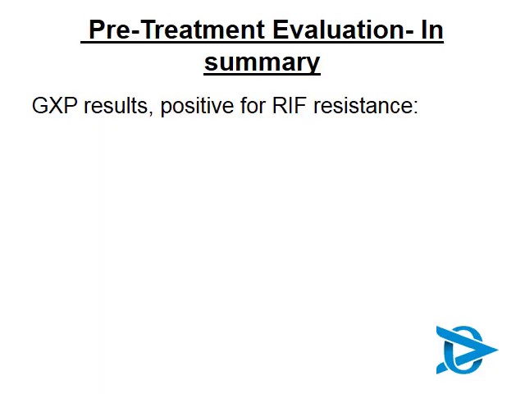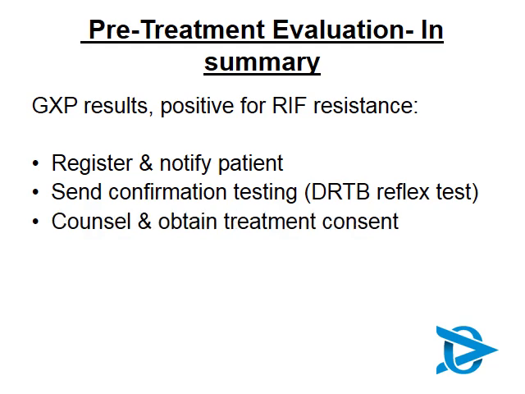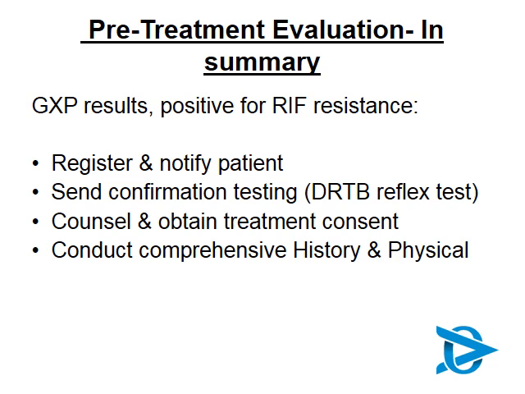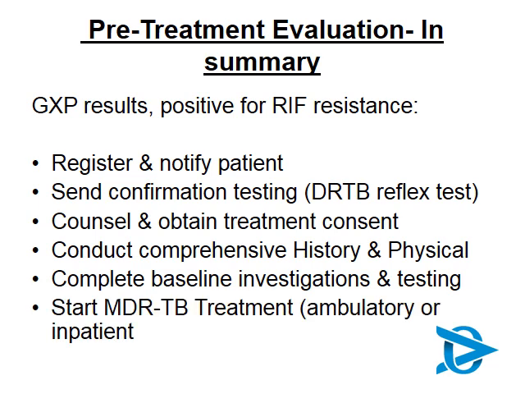So let's quickly summarize the things you need to think about when a patient is RIF resistant. We need to register and notify our patient. We need to send confirmation testing. We need to counsel and obtain treatment consent. We have to do a comprehensive history. We have to do a proper physical examination. We've got all those baseline investigations and testings that I've mentioned. And very importantly, we need to start our patient on treatment.